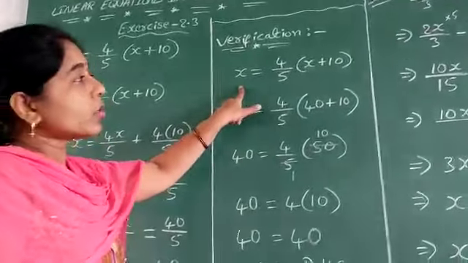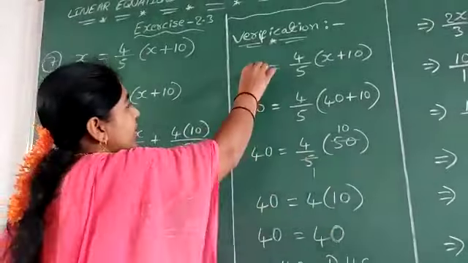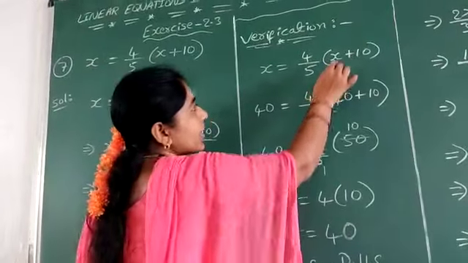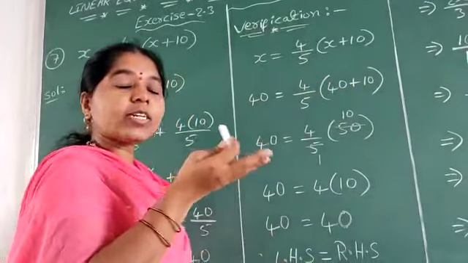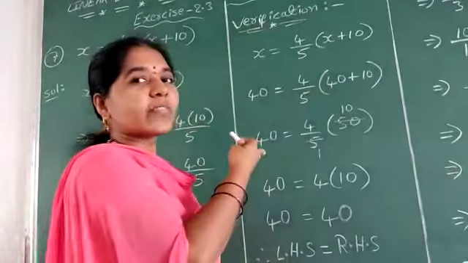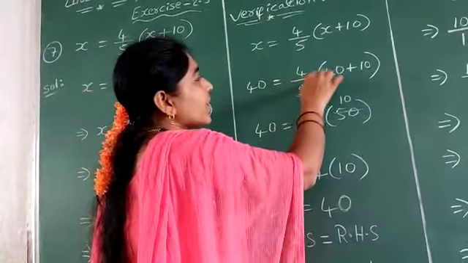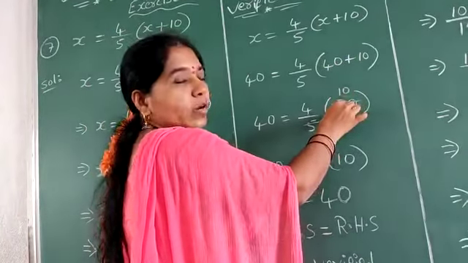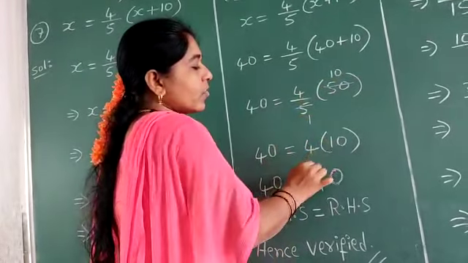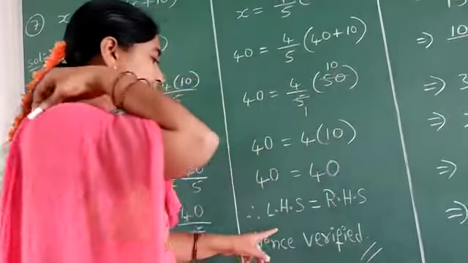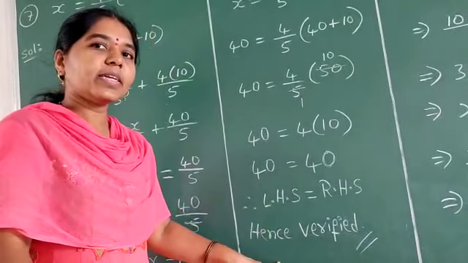Rewrite the question. In that only we are going to substitute. The x value is 40: 4 by 5 into 40 plus 10. On the left hand side we are not going to solve anything because it is already the final answer. 4 by 5 into 40 plus 10 is 50. 5 ones are 5, 5 tens are 50. 4 into 10 remains: 4 tens are 40. Therefore, LHS is equal to RHS, hence verified.